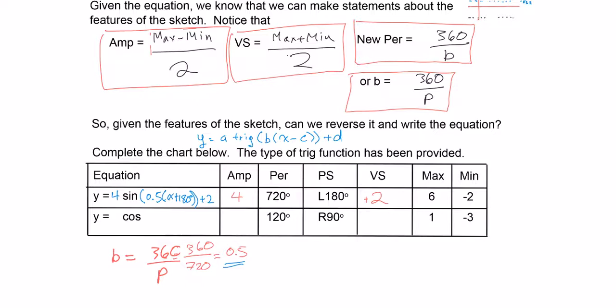Okay, so right now we have a maximum of 1 and a minimum of -3. So if I want to calculate my amplitude, it's the max minus the min divided by 2. So 1 minus -3 is 4, divided by 2, which is just 2. Oh, that was easy.